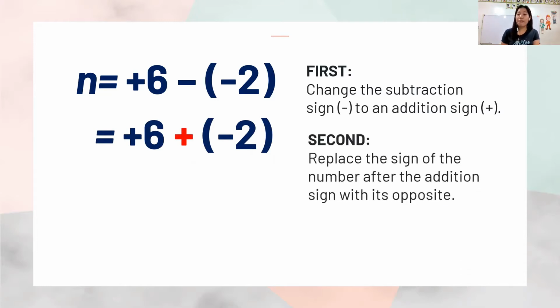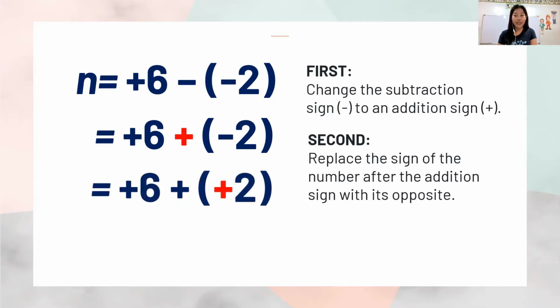Next step is to replace the sign of the number after the addition sign with its opposite. So if the sign of the number after the addition sign is positive, we have to make it negative. But if the sign of the number after the addition sign is negative, we have to make it positive. In this example, the number after the addition sign is 2 and its sign is negative. So we have to replace it with its opposite. This becomes positive 2. Positive 6 plus the quantity of positive 2.